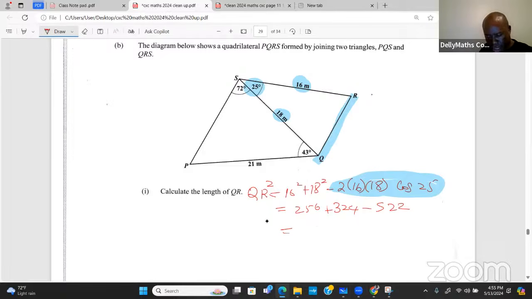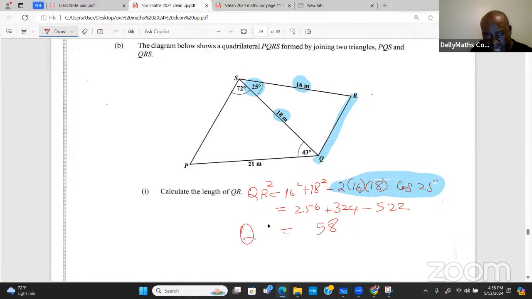Checking off. I'm checking off 256 plus 324, and then I'm taking 522. All right, making sure the numbers are actually good. Yeah, numbers are good. And I'm getting 58. All right, good. So we have 58 for this here.